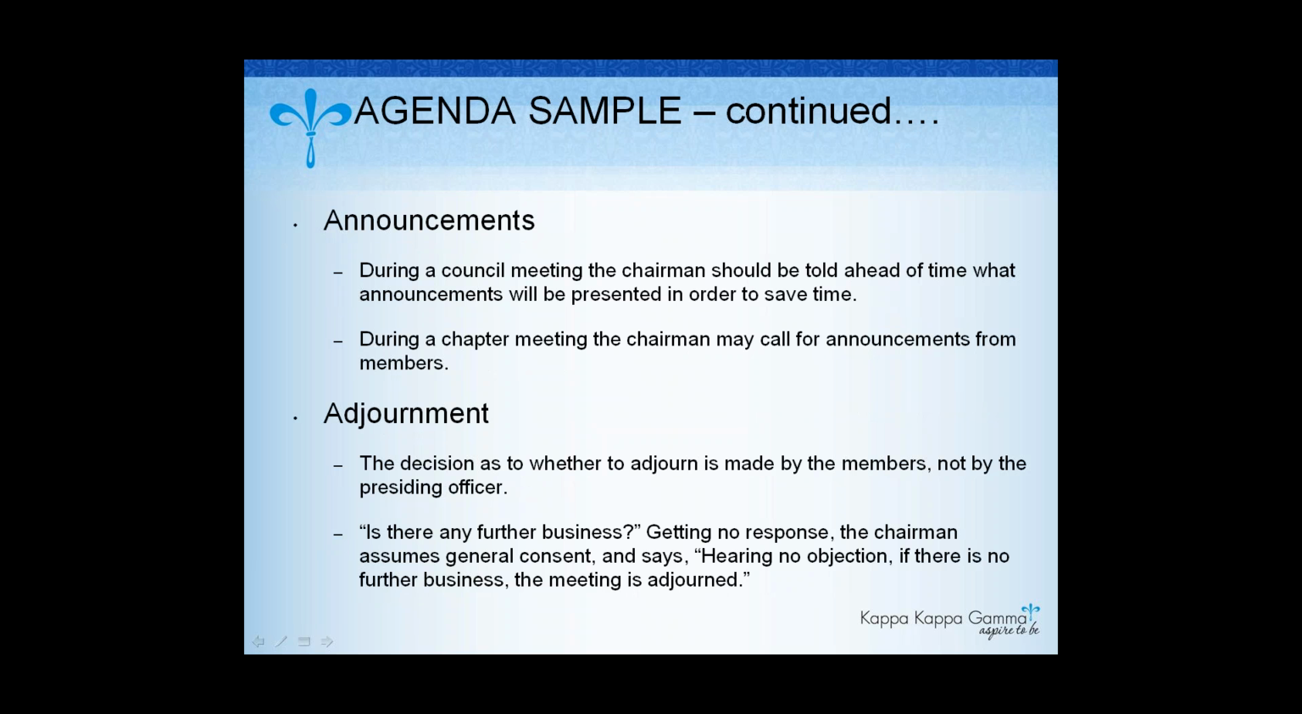And then there's the adjournment. The decision to adjourn is made by the members. So basically what happens is the presiding officer, the chapter president, asks, is there any further business? If the president doesn't hear any, then she would say, hearing no objection, the meeting is adjourned. So what's important is that the chairman is really the facilitator of the meeting in one sense. It's the members and the membership body that state that they're done with the meeting and that we can adjourn the meeting.